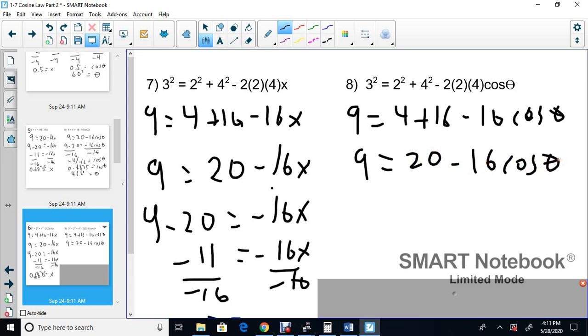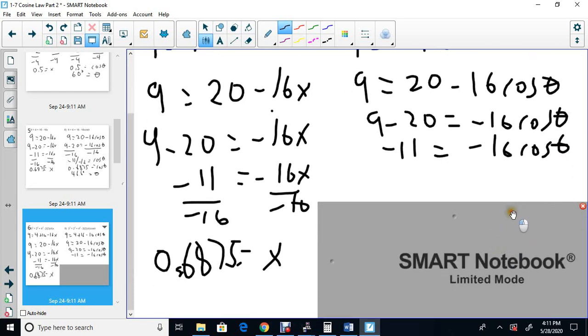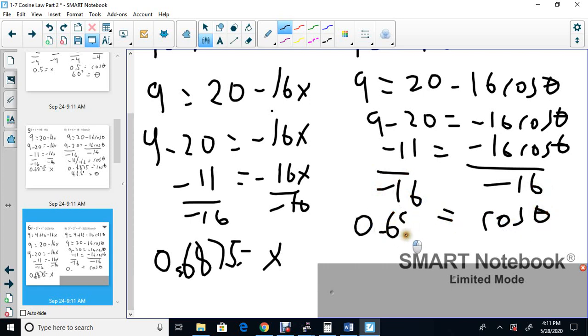You bring the 20 over just like on that one on the other side. Equals negative 16 cos of theta. Then you get negative 11 equaling negative 16 cos of theta. You keep going here. Divide this side by negative 16. And you get cosine of theta equaling 0.6875.